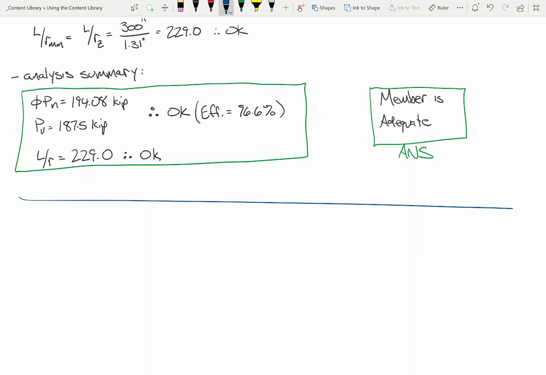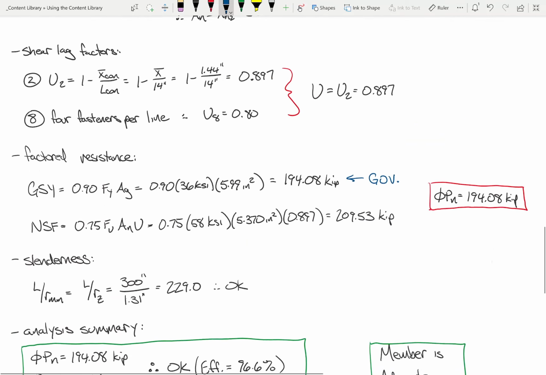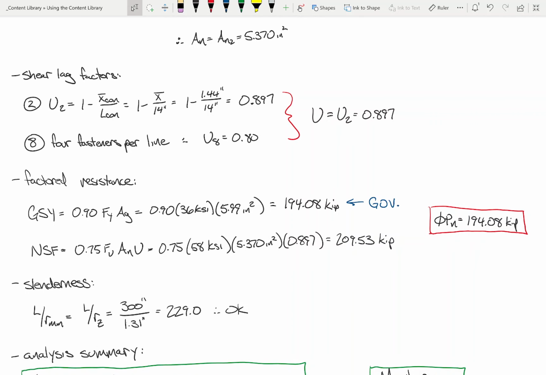Did anybody notice how I was kind of mean with this problem? We did all this work for the net section fracture to get the net area and the shear lag factor and it ended up not mattering? I'm sorry. That happens though. That genuinely happens in the real world. Okay. Sound good? All right.